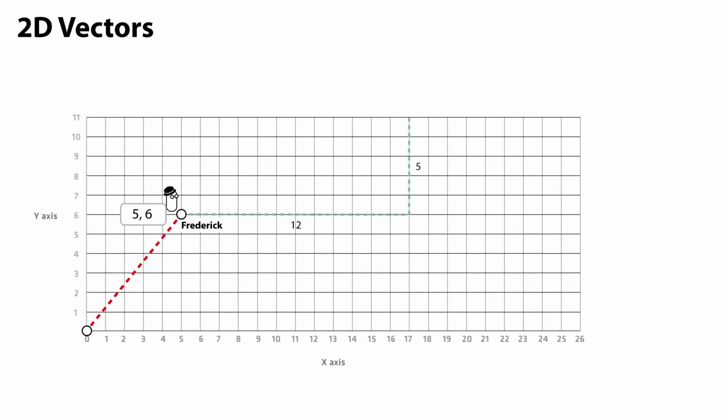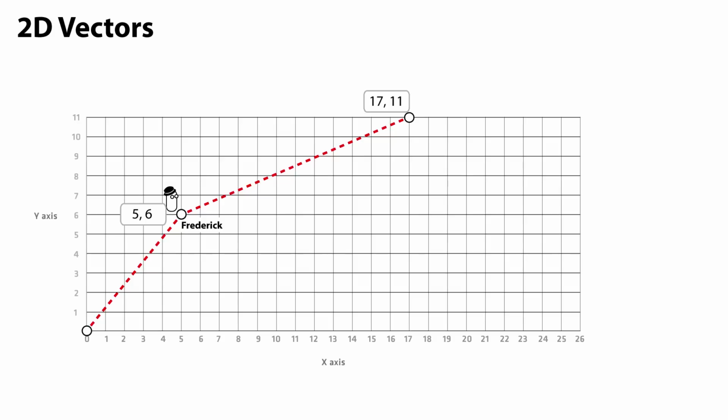This means that he will travel in a direction that is 12 further in the x-axis and 5 further in the y-axis. So in order to find his new position after 1 hour, we'd add his current position vector to his velocity vector to discover where he will end up. 17, 11.